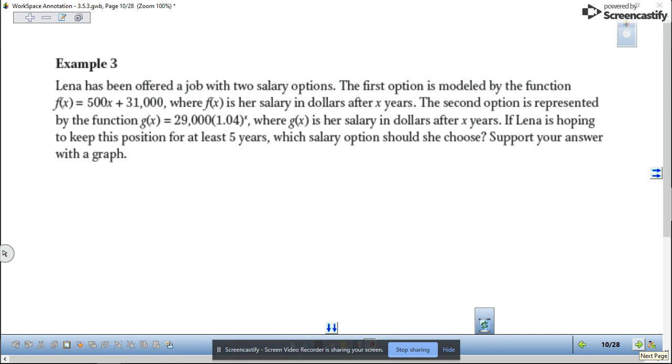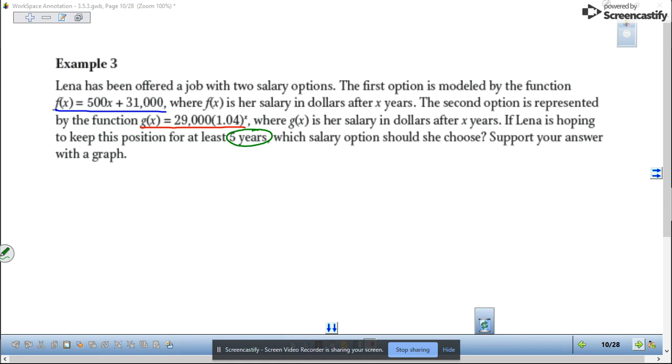All right, we're going to go one more. Lena's been offered a job with 2 salary options. The first option is modeled by the function given here, so f of x. And then her second option is an exponential. If she is hoping to keep a position for at least 5 years, so really we only care about the 5 mark, which salary option should she choose?